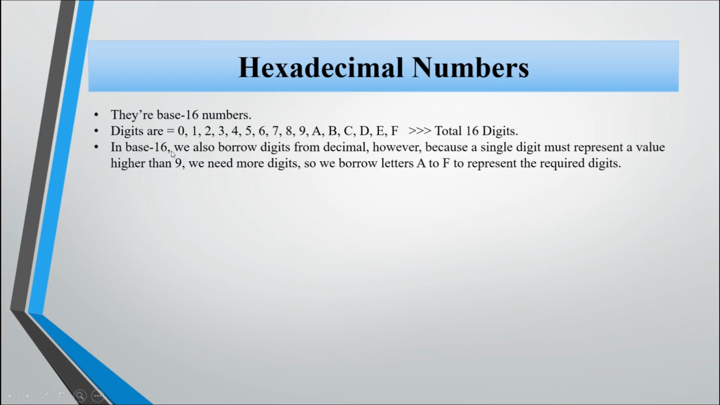In base 16, we also borrow digits from decimal. However, because a single digit must represent a value higher than 9, we need more digits. So we borrow letters A to F to represent the required digits. For example, A represents 10, B is 11, C is equal to 12, D represents 13, E is equal to 14, and F is 15.